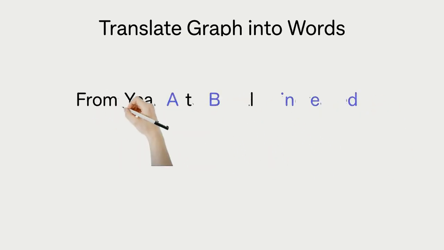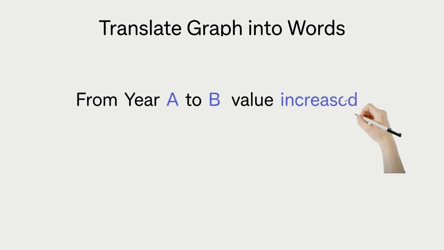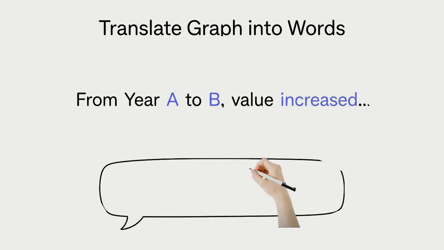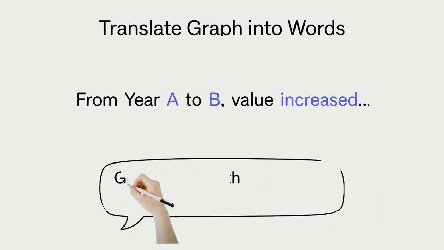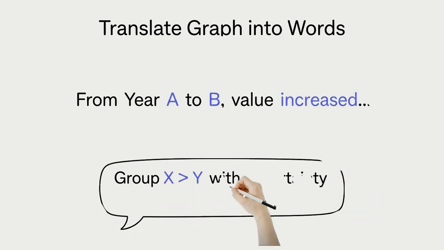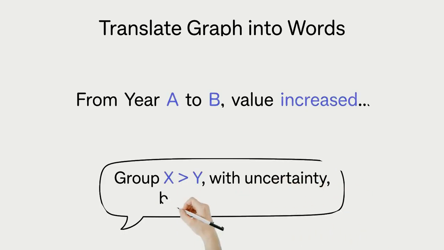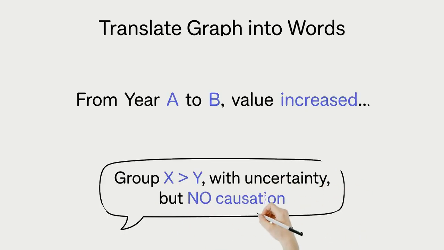Finally, translate the graph into words. If you truly understand it, you can say something like, from year A to year B, the value increased from about this to about that in these units. Group X is roughly this much higher than Group Y, with this level of uncertainty, and because this is observational data, causation is not established. If you cannot say those sentences, you are reacting to design, not reading data.